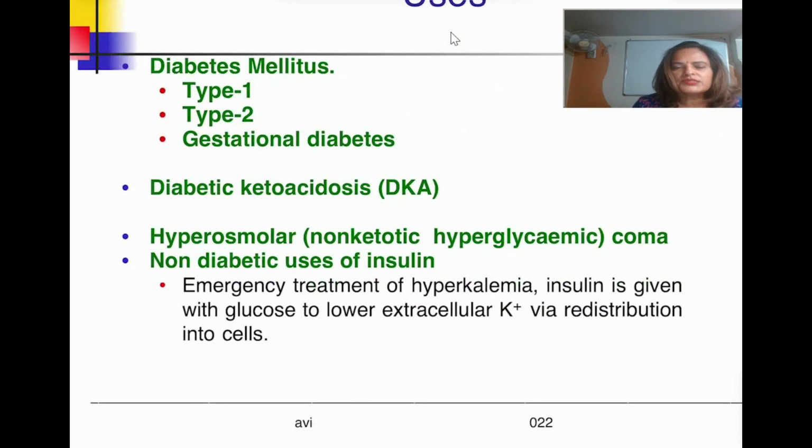Where else can we use this insulin? Then gestational diabetes. Another one is diabetic ketoacidosis.